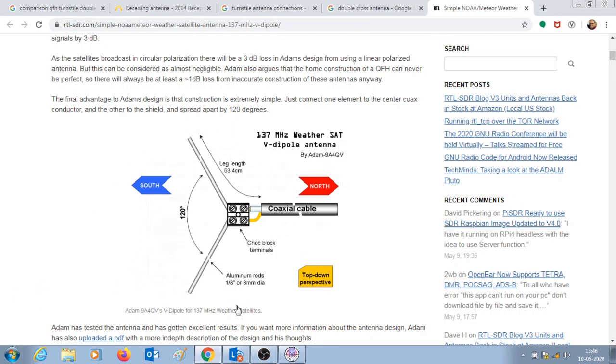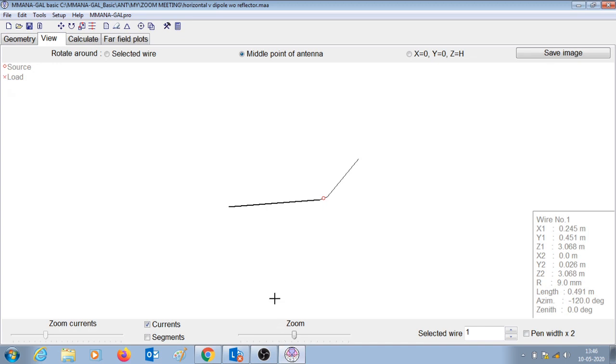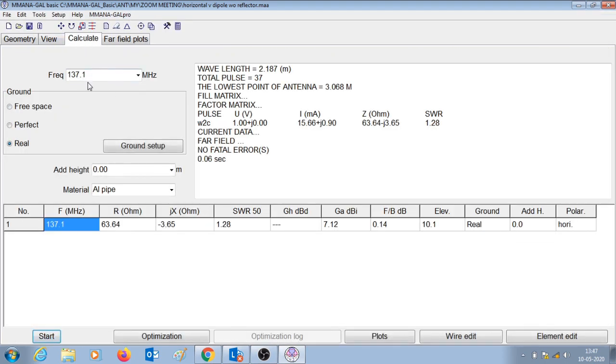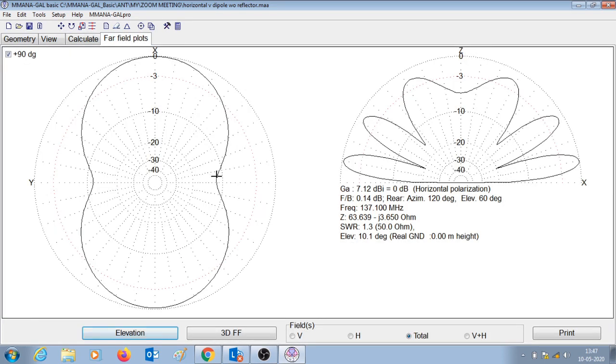As a first step, I started with the MMANA-GAL software. I modeled the antenna here. As you can see, it has two elements, 120 degrees apart, and it is fed in the center here. Each element is 2.5 meters. And as a first step, we can just check at 137.1. The SWR shown is 1.28. Right now, we are not concentrating on SWR, but we are interested in far field plots.